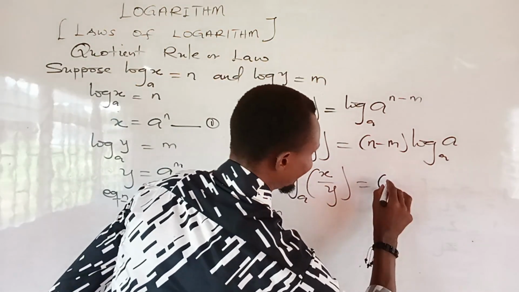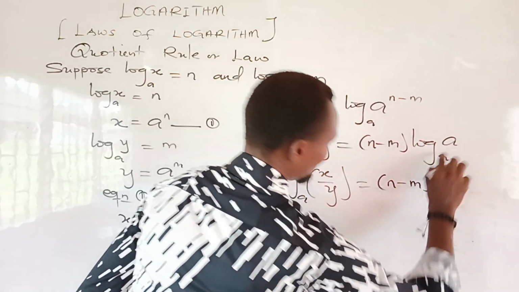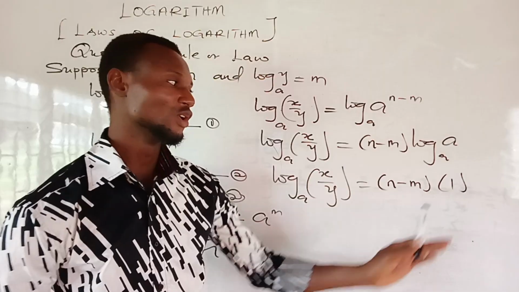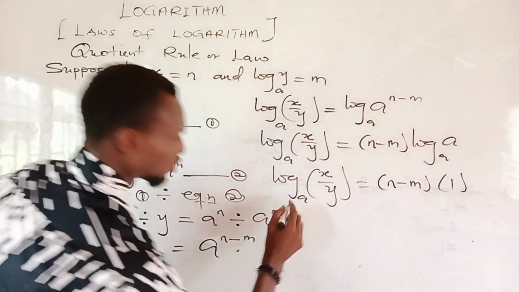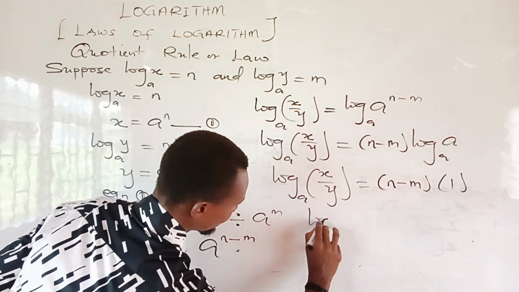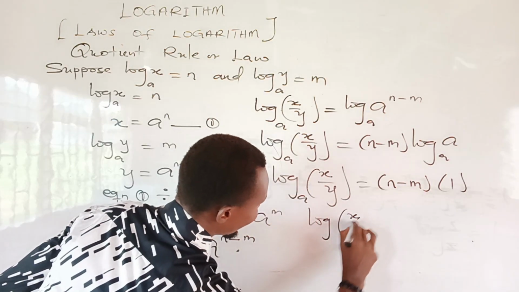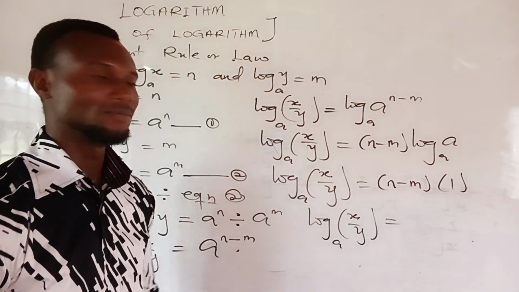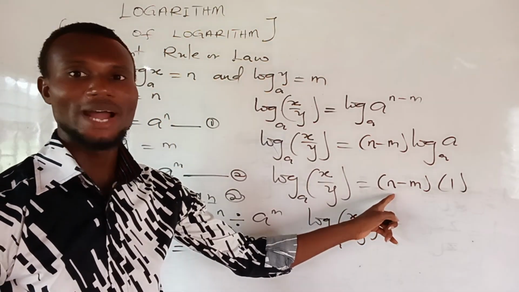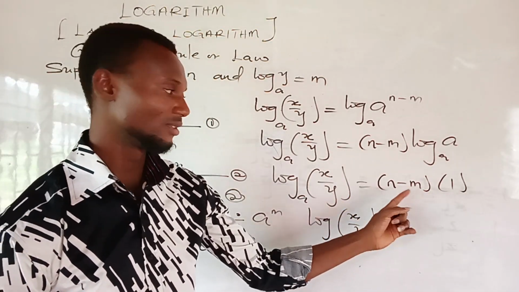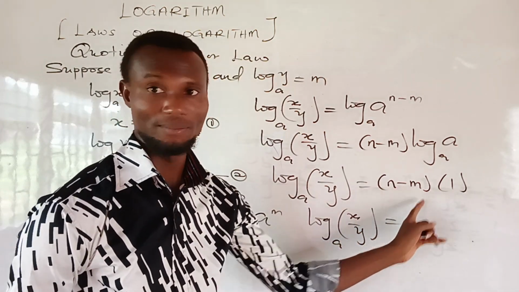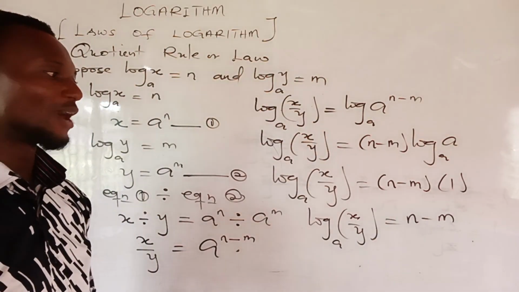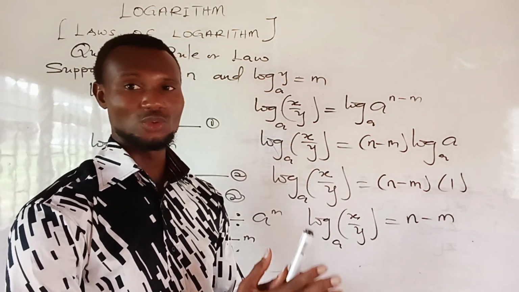So I'm going to have my n minus m multiplying 1. I hope you understand up to this point. So let's go ahead and simplify further. So I'm going to have my log s over y to the base a equals, now when I multiply this one by 1, it gives me the same thing. It will give the same n minus m. So let me repeat my n minus m there. And I hope you understand up to this point.